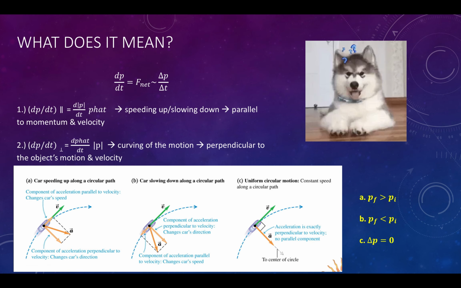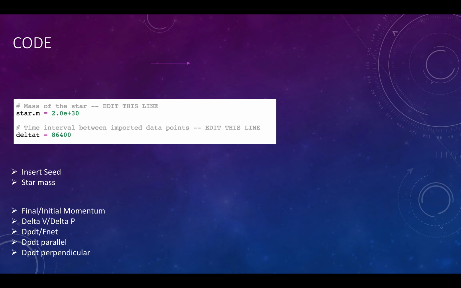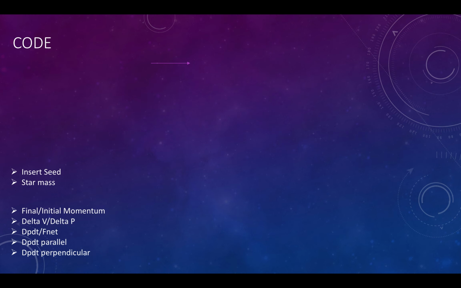Now it's time for the actual calculation to be made using a computational model. Here we are using a code in which we only need to alter a few things, as the trajectory and ellipse path are already coded. First things first, I entered my email address into the seed of the code to ensure a unique trajectory of my star. Next, I inserted the given mass of the star and a delta t of 1 day, or 86,400 seconds.